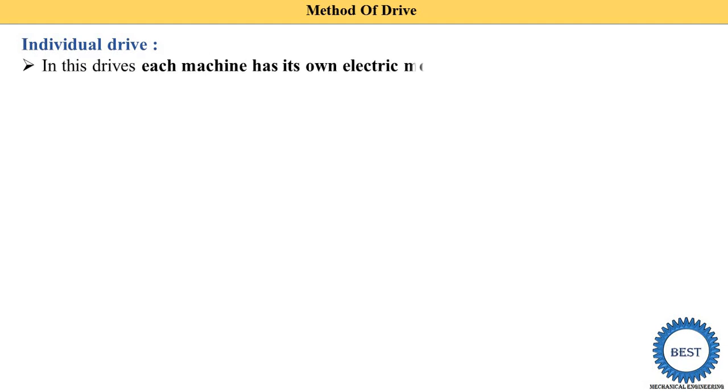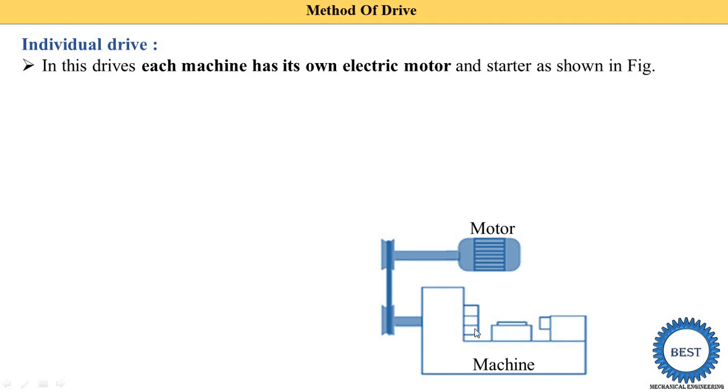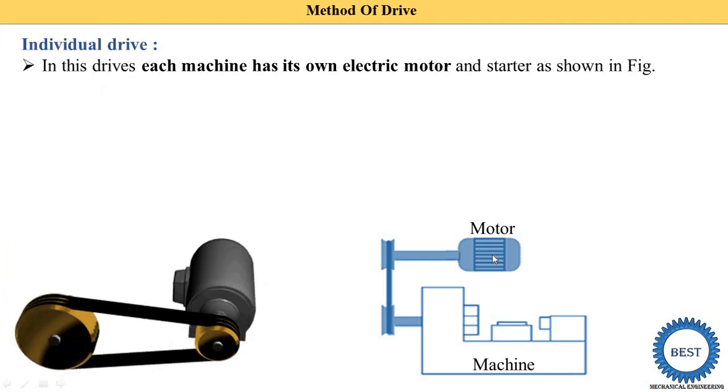In this drive, each machine has its own electric motor and starter, as shown in the figure. Here you see this is the machine, and to run this machine, a separate electric motor and starter are used. To run other machines, they also use other separate motors. It means by using one motor, we run only one machine. It is called the individual drive.